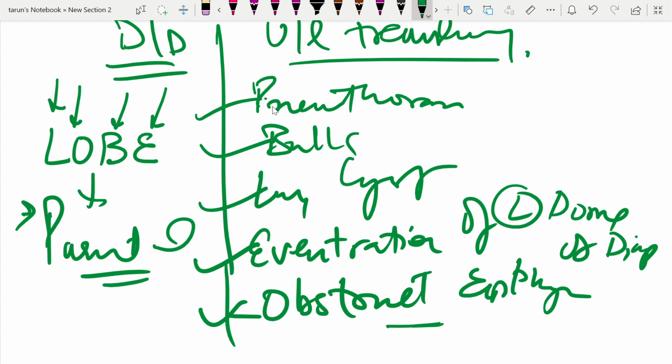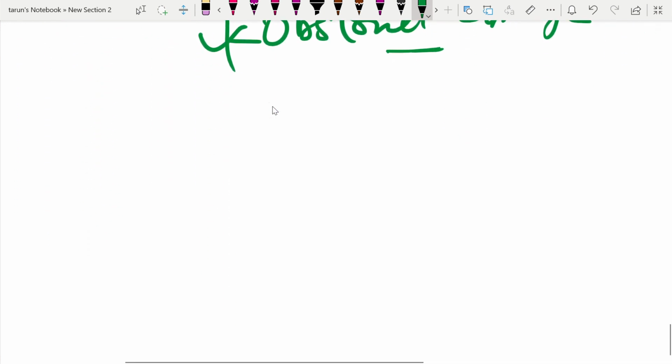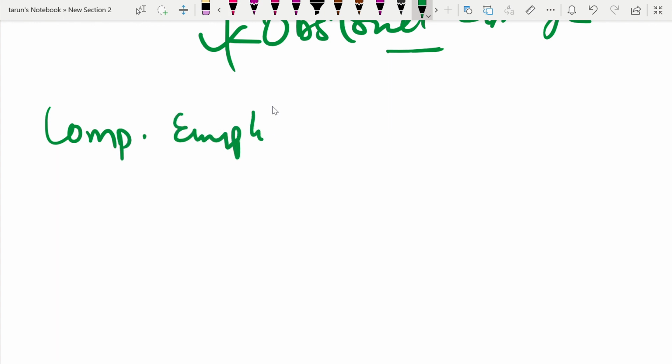Besides these, I would like to add other causes of unilateral translucency. It could be compensatory emphysema secondary to post-lobectomy of the lung. Another differential is contralateral thickened pleura, which produces apparent increased translucency.